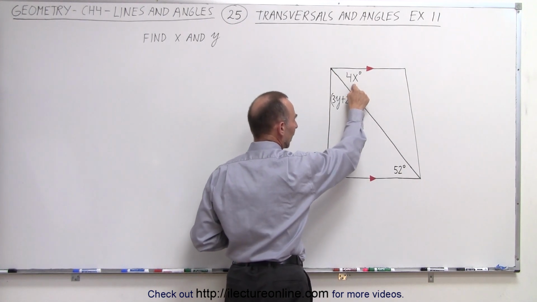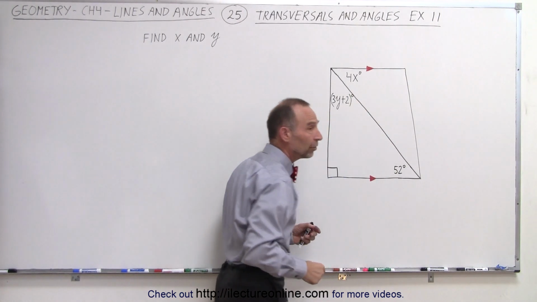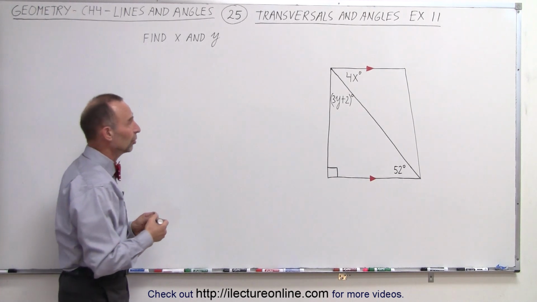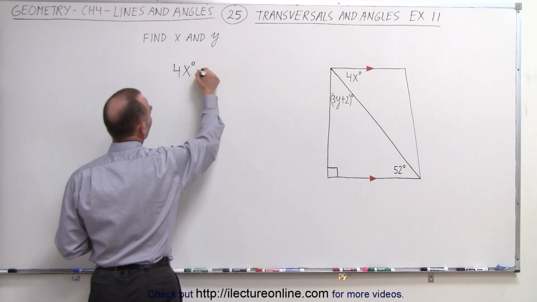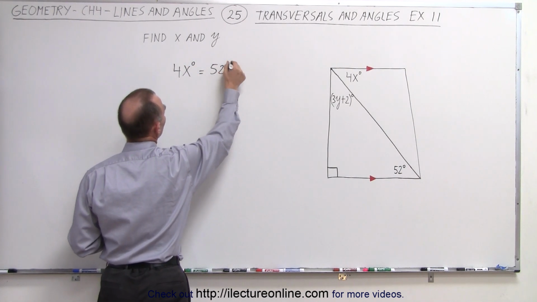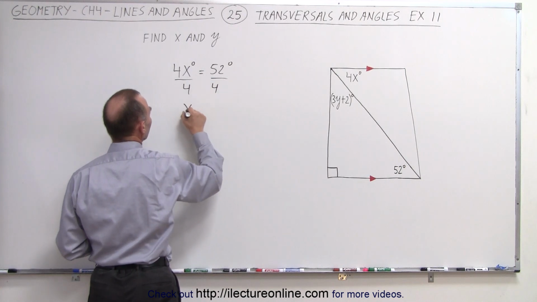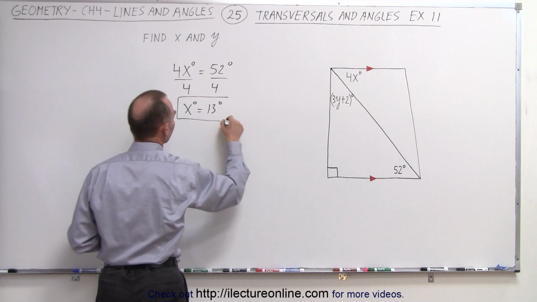Then you can look at 4x and 52, and you realize that those are alternate interior angles, and by the theorem of alternate interior angles, they must have the same measure. In other words, we can write that 4x degrees must equal 52 degrees. Divide both sides by 4, and we get x degrees is equal to 13 degrees.